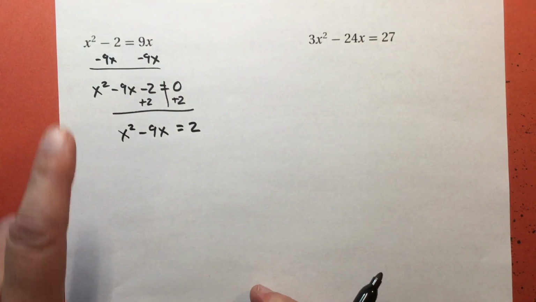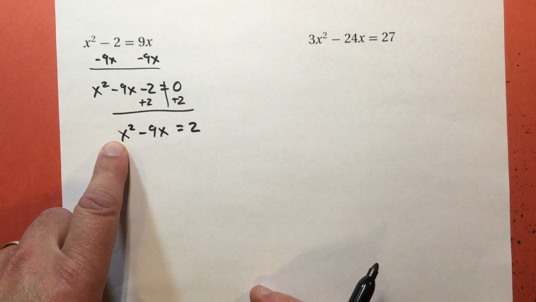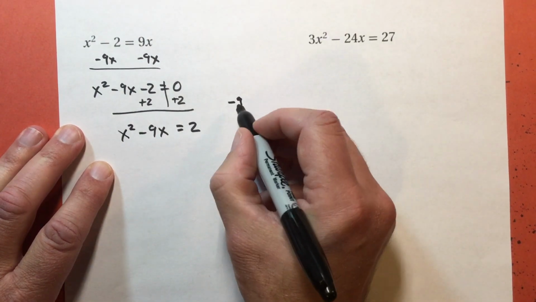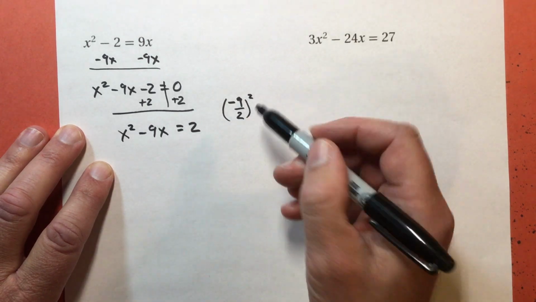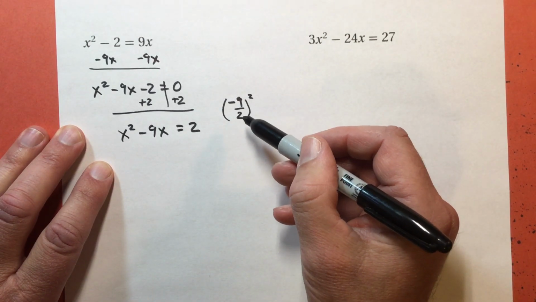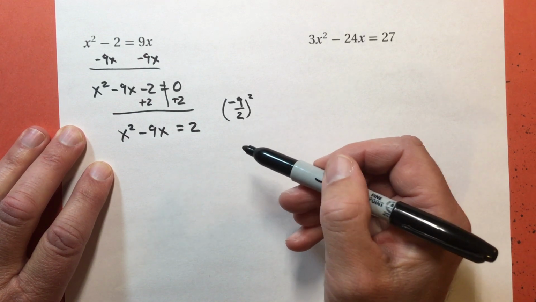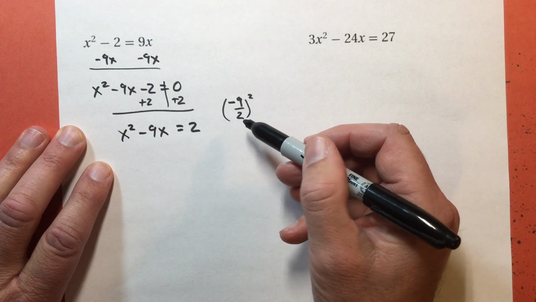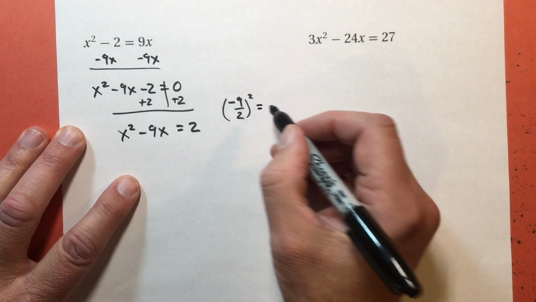Second step, my coefficient on the x squared is 1, so I don't have to do anything in the second step. Third step, I have to complete the square. I take negative 9, divide by 2, and I square it. Negative 9 divided by 2 is negative 4.5, but again, you do not have to change it to a decimal. So if you see yourself changing something to a decimal when you divide by 2, just remember, I don't have to do that.